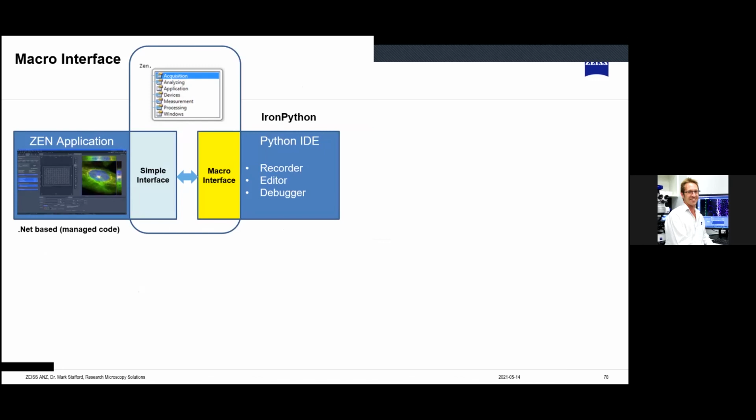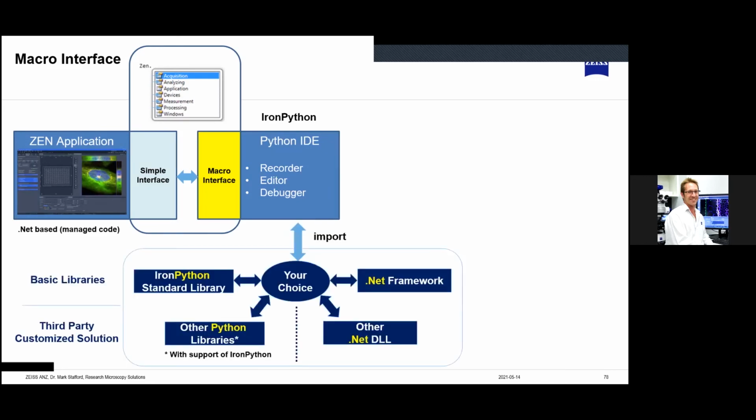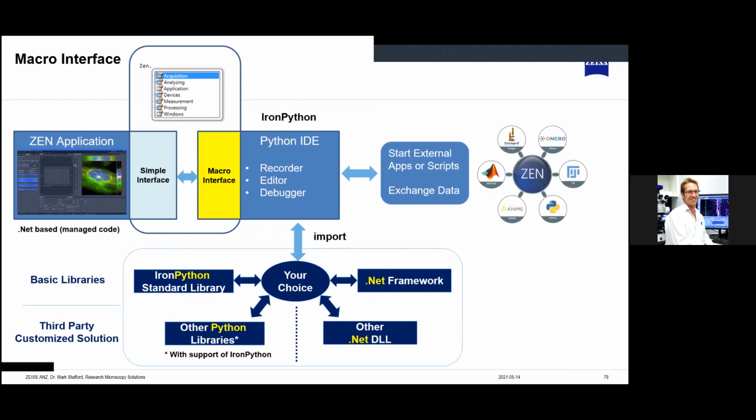Just to outline it in a little more detail, the macro interface within the software uses IronPython scripting. It has a recorder, an editor, and a debugger. The recorder means that if you do something with the software while recording, it will record those programmed commands, which you could then build into a script and apply later automatically. You can also import scripting from third-party solutions, and you can exchange data with other software packages directly whilst you're acquiring or processing images within ZEN.